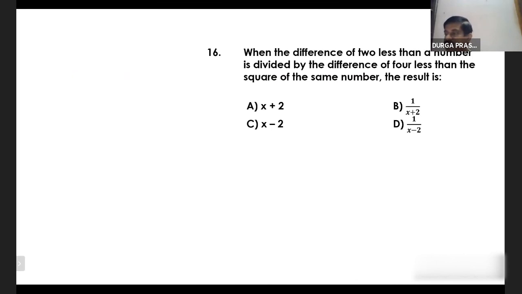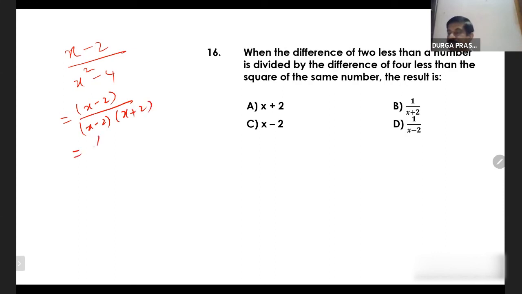So let us go to the next question. What is the difference of 2 less than a number divided by the difference of 4 less than the square of the same number? The difference of 2 less than a number means x minus 2, divided by difference of 4 less than square of number, x square minus 4. So this is x minus 2 by x minus 2 into x plus 2. That is 1 by x plus 2. So you have option B.